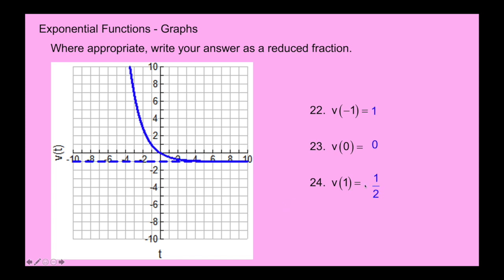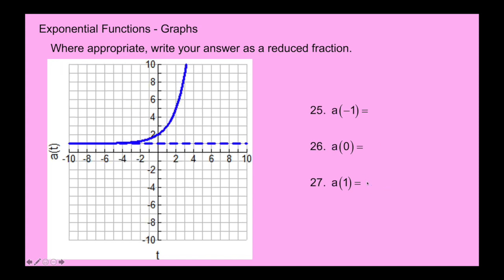And so this right here is a typo. At +1, this should be -1/2. Over here for -1, I'm going to be up at +1.5, which I'm going to call 3/2. For a of 0, I'll be at 2. For a of 1, that's going to be at 3. So those are going to be my answers for this one.